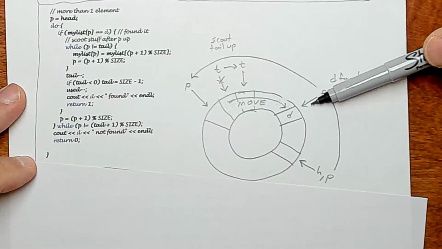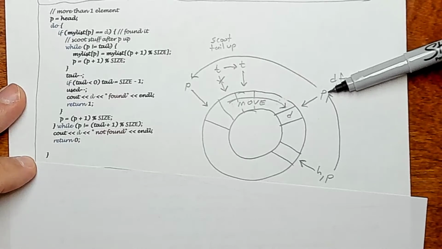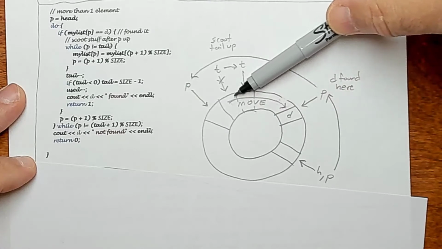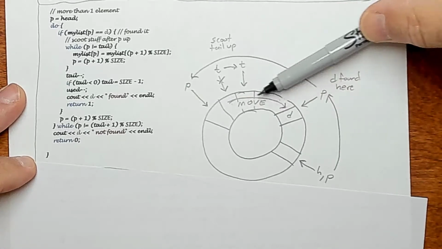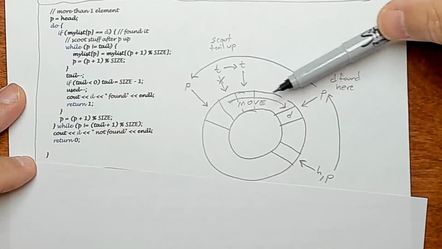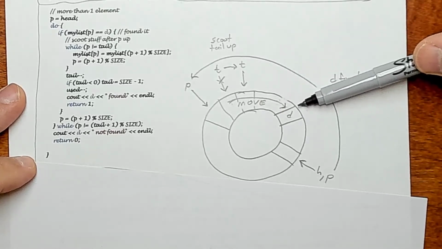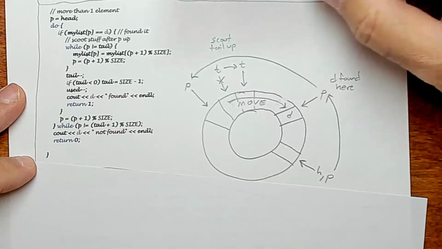And if we find that item, let's say we find the item we're seeking here. Then what we need to do is move everybody past that. We have to move everybody past that. We have to move them up 1. Okay? So that's what's happening in here.